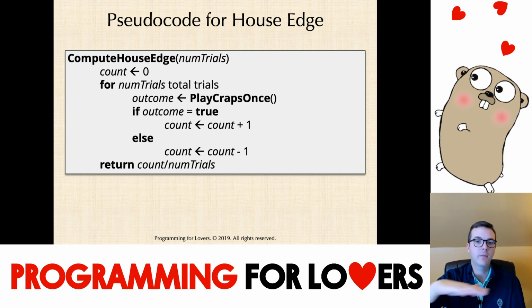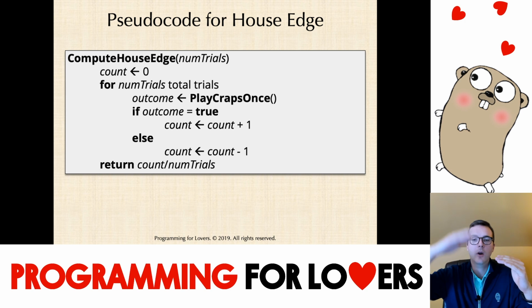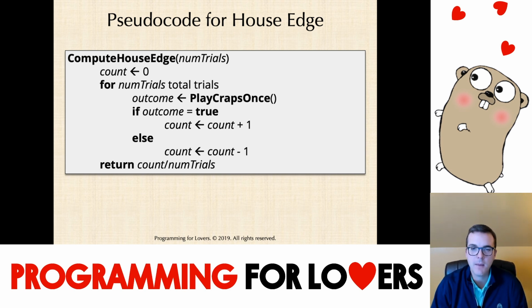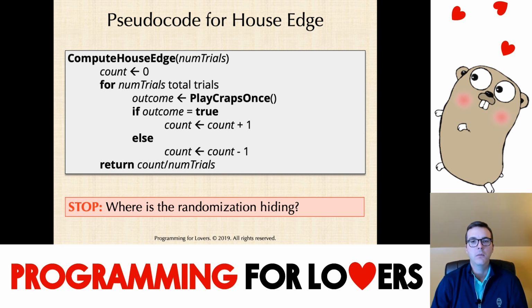I'm starting count at 0, saying this is the amount of money that I've won or lost. And if the outcome of playing craps once is false, I'm considering that a loss, so I'm going to subtract 1 from count and store that back in the count variable. My money won or lost is going to go up or down over time, and at the end we're going to return however much I've won in total, divided by the number of trials that we've played the game.